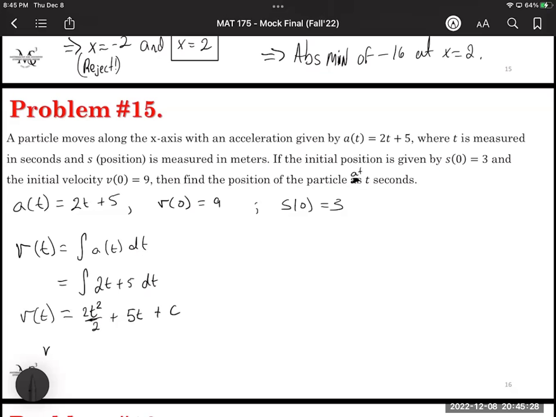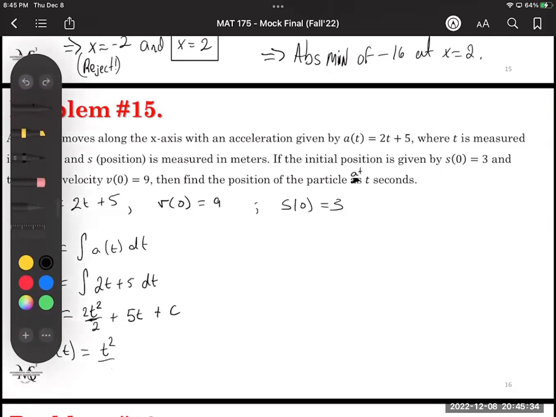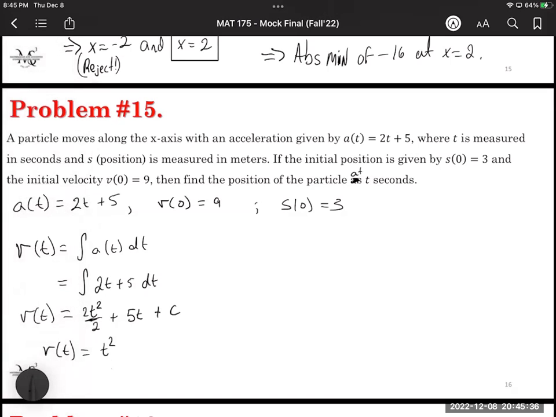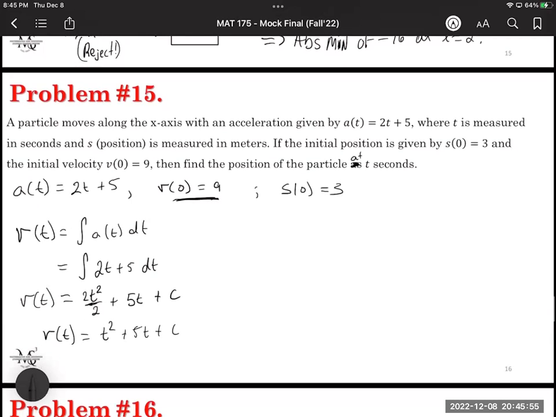You can reduce this a little bit. You can say that your velocity function is just t squared, because the 2's would cancel out, plus 5t plus c. Now, since it states that the initial velocity is 9, then what do you think the value of c is going to be? If the initial velocity is 9, then c has to be 9.